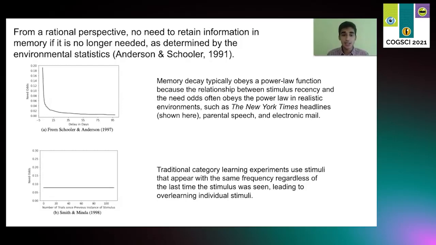However, traditional category learning experiments use stimuli that appear with the same frequency regardless of the last time the stimulus was seen, leading to overlearning of individual stimuli, which is unrealistic given the environmental statistics encountered in the real world, as seen between the real-world environmental statistics shown on the top and the typical category learning experiment environmental statistics shown on the graph on the bottom.